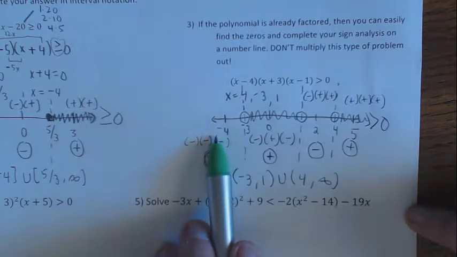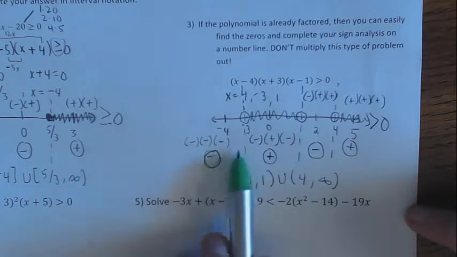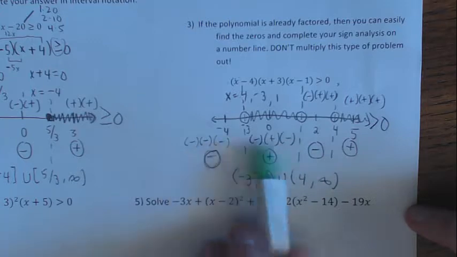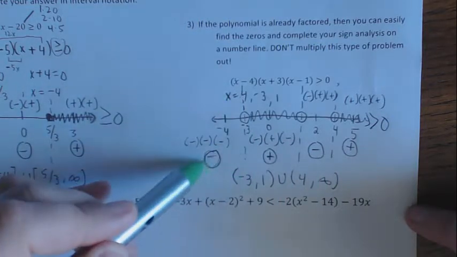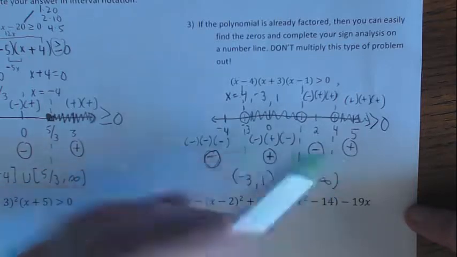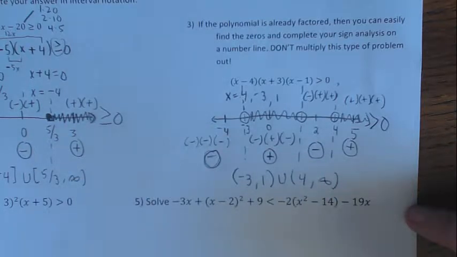So just be sure you don't do anything careless. Negative numbers, negative 4 is smaller than negative 3. And then again, you should not be surprised that you have alternating signs here.